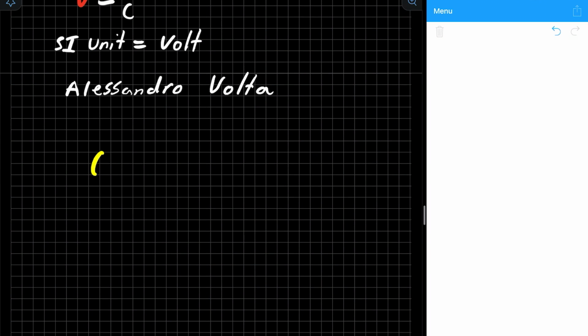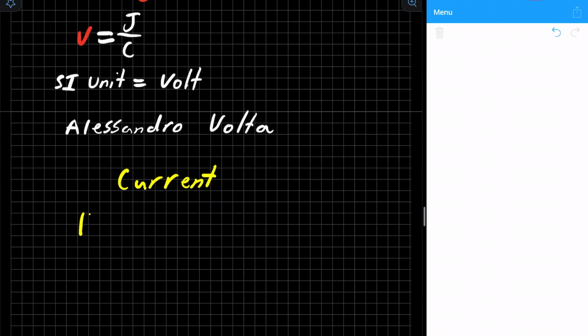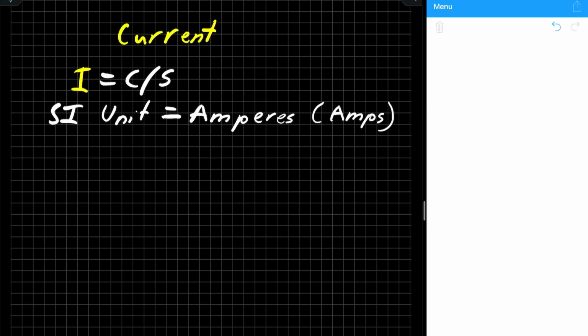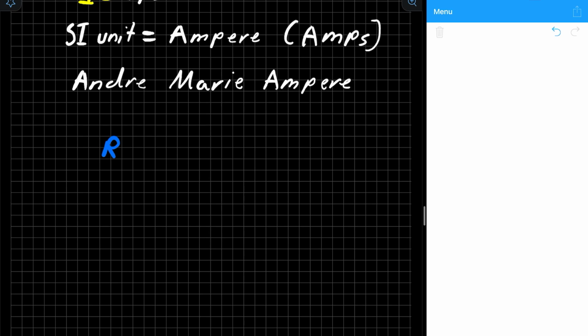Current. Current has the SI unit of ampere, which is usually shortened to amps. In its most basic form, amps can be described as the flow of electrons in a circuit. An amp is expressed as 1 coulomb per second and was named after André Marie Ampère.